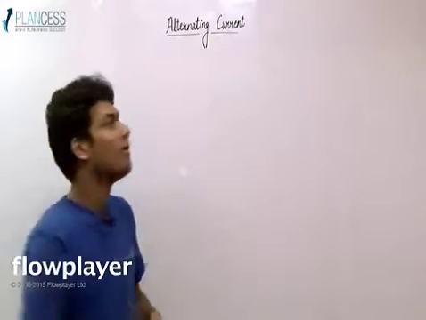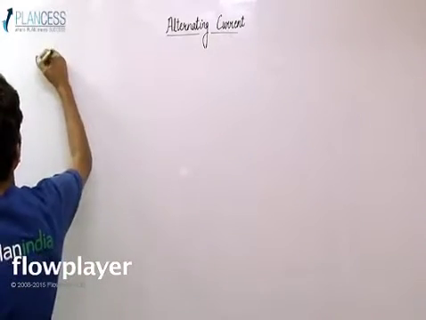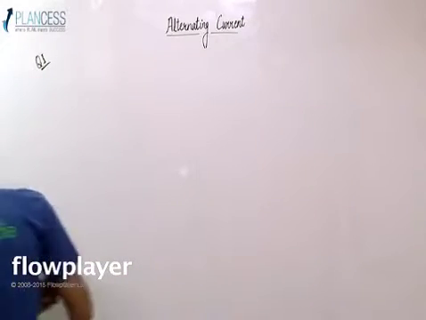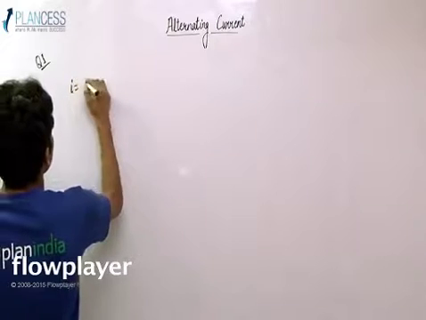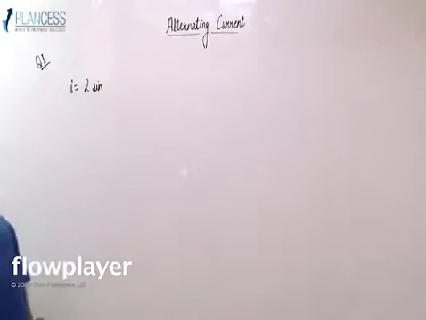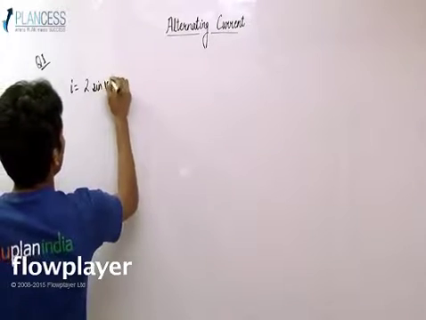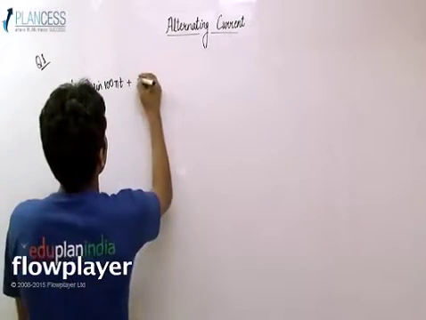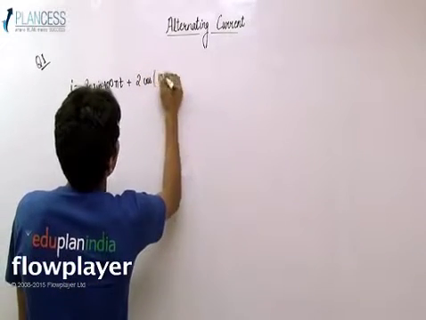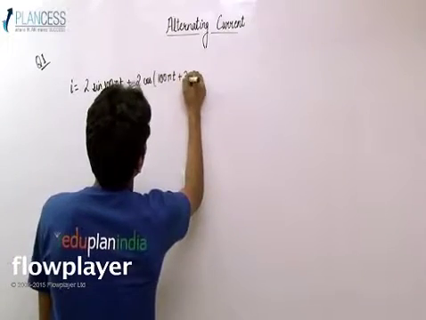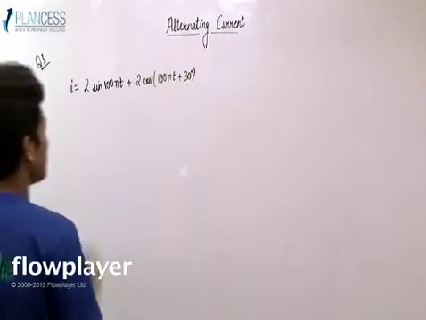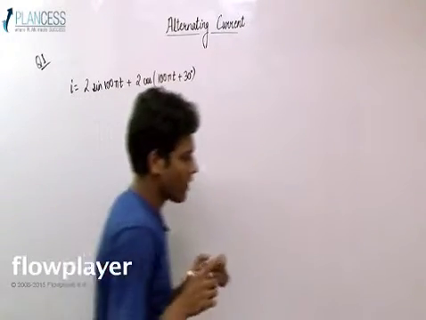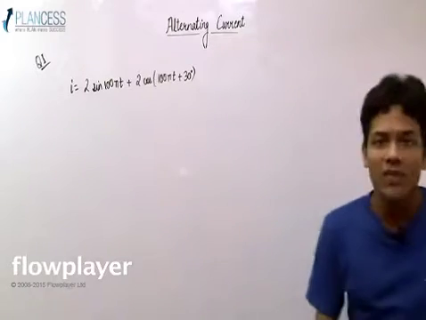So let's start this module with the first question, which is basically calculating the effective current. You have been given a function I equals 2 sine 100 pi t plus 2 cos 100 pi t plus 30 degree. Now, you have been given this function of I, and you have been asked to calculate the effective value of current. So firstly, what do you mean by effective value of current?